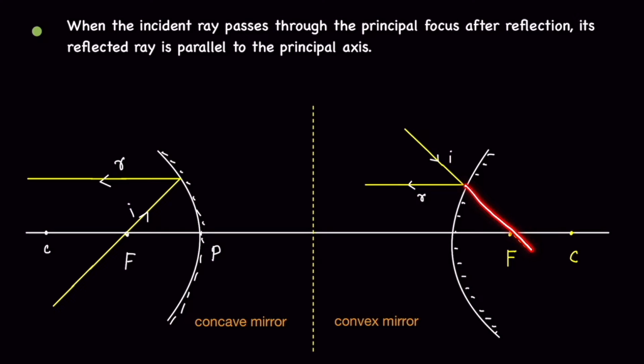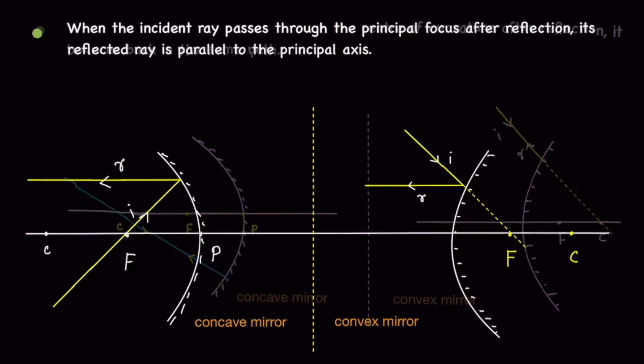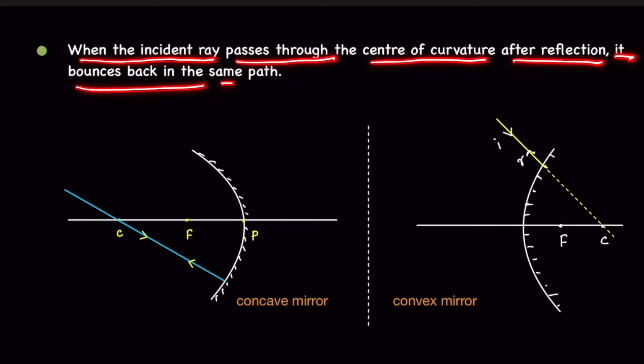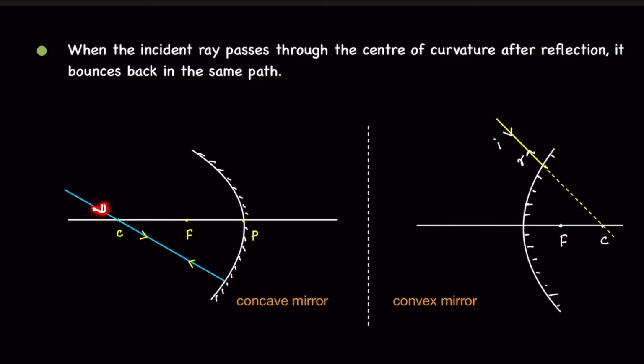So after reflection, it will reflect and it will be parallel to the principal axis. Next rule is, when the incident ray passes through the center of curvature, after reflection, it bounces back in the same path. So here you see this is the incident ray and this incident ray passes through the center of curvature. When it is passing through the center of curvature, it touches the surface and its reflected ray is bouncing back in the same direction. So here I and R both are on the same path but in opposite direction.